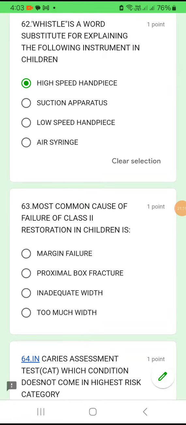Question number 63. The most common cause of failure of class 2 restoration in children. Whenever there is a proximal box fracture, there will be class 2 failure. So, option B is the answer.